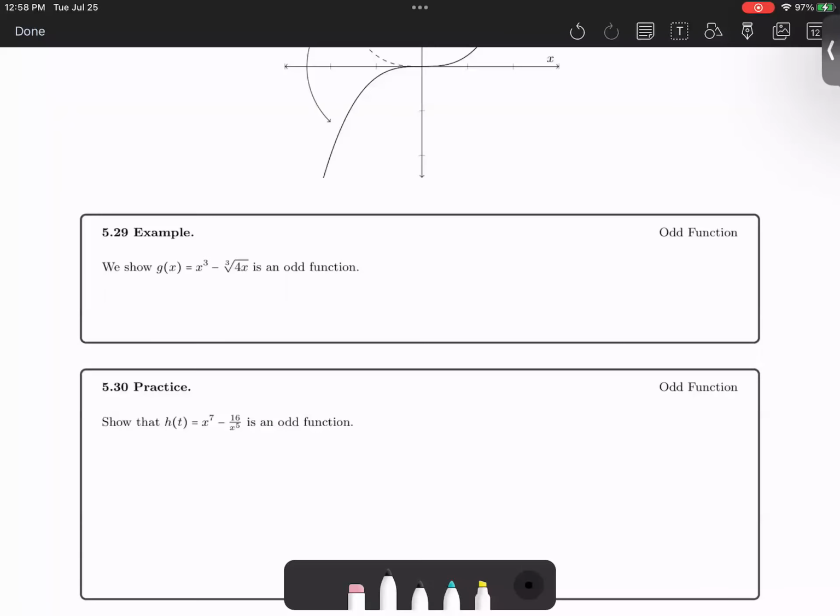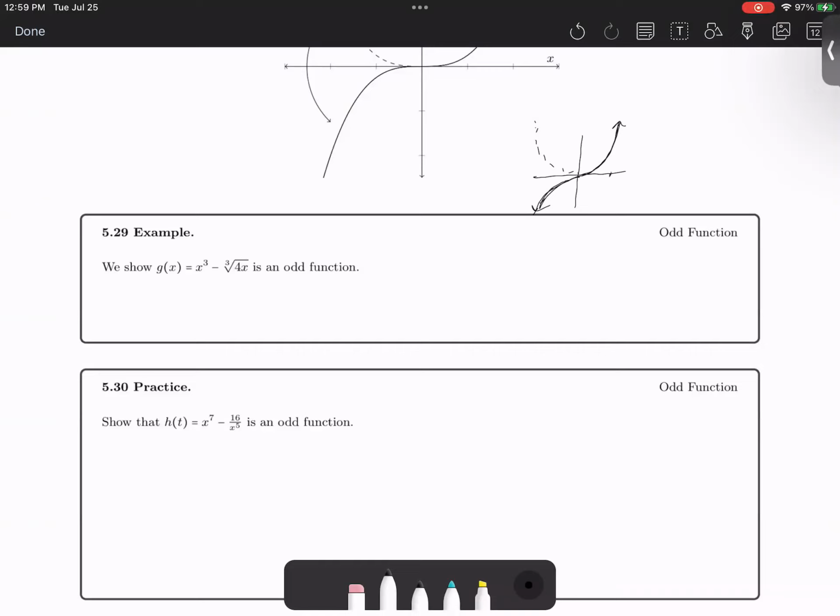Let's show that g of x is an odd function. So reminder, an odd function is one that has symmetry over the origin, which means that if your function does this in the first quadrant, then it will do the opposite in the third quadrant, right? So you have sort of symmetry over your origin there.